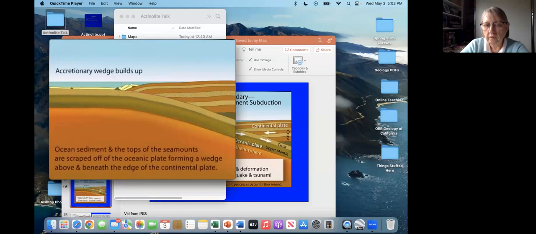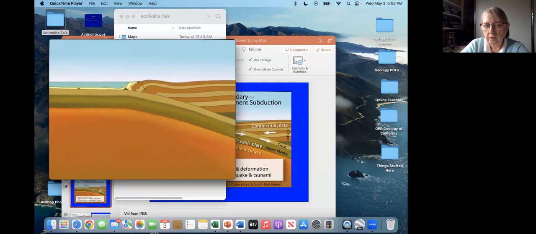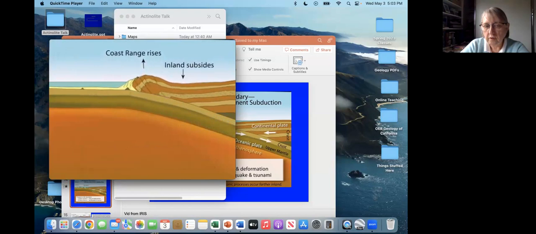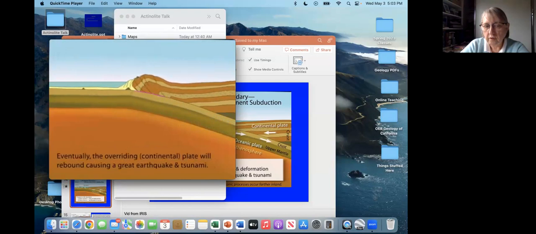be forced backwards. During subduction, the thin layer on top of the oceanic plate is scraped off and forms a wedge at the front of the continental plate. The continental plate deforms in response to the stress. The plates can lock for hundreds of years until frictional stress is overcome in a process called elastic rebound. This can produce magnitude 8 to magnitude 9 great earthquakes.